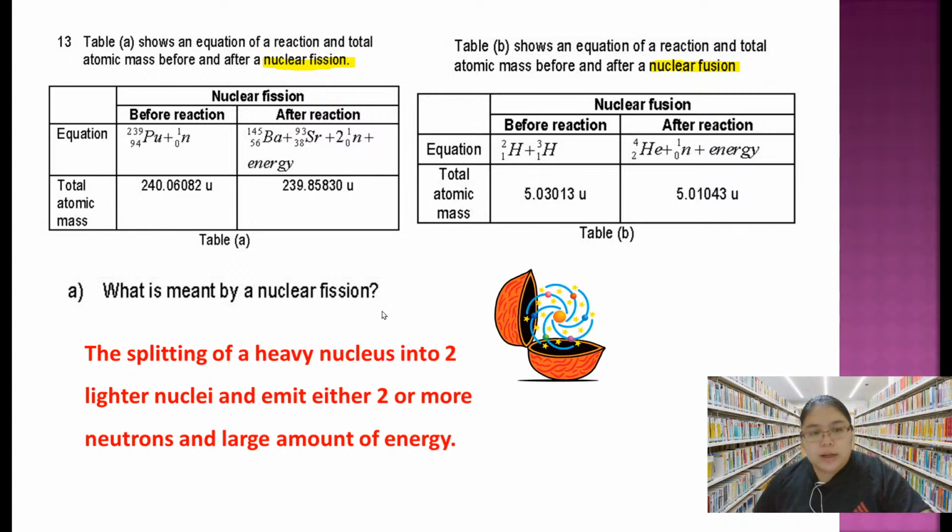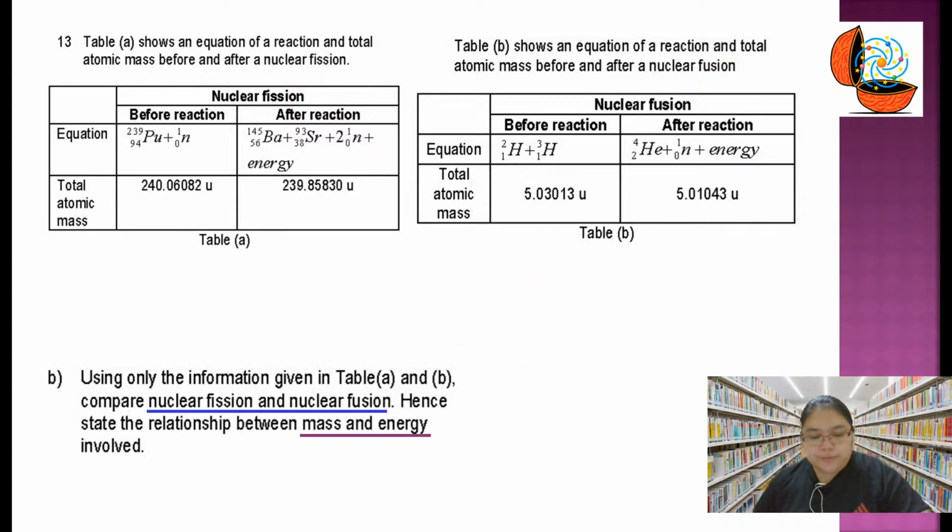Okay, now we go to the second one. I highlight it here, underline it. Using the info from the table, you need to compare nuclear fission and nuclear fusion. From the table, what can we compare? First, we compare the mass defect. After you calculate, the mass defect for nuclear fission is how many? Then the mass defect for nuclear fusion.